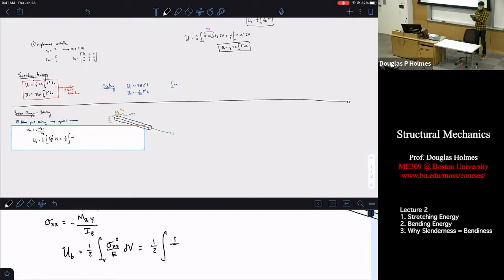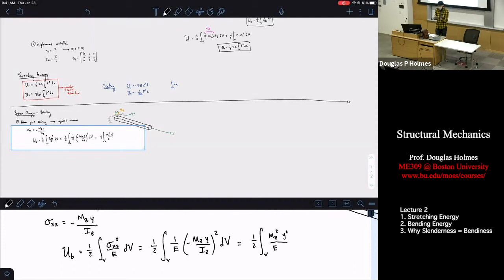Let's do it this way here. It becomes 1 over E times negative Mz y over Iz, squared, integrated over the volume. And we can separate this out because this is going to be helpful to us. We can say this is just Mz squared y squared over E Iz squared.